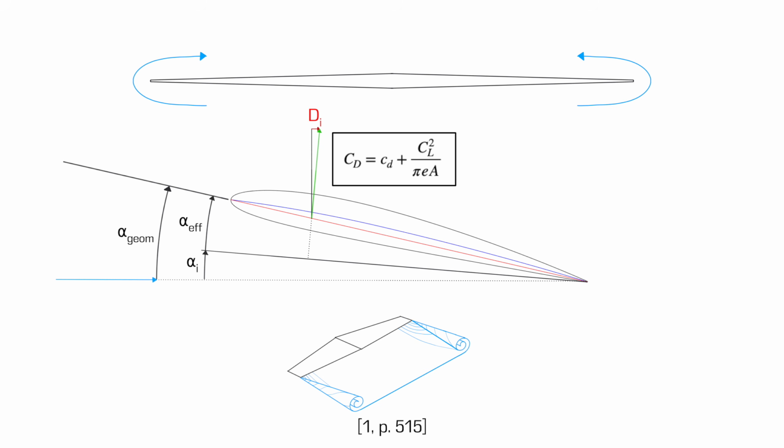You may also be wondering about the lowercase e in the denominator of the induced drag term. That is the span efficiency factor of the wing and is a function of the wing's aspect ratio and taper ratio. This is not to be confused with the Oswald efficiency factor, which is used in a very similar looking equation for the drag coefficient of a complete airplane as shown on screen now. Let's return to the span efficiency factor.